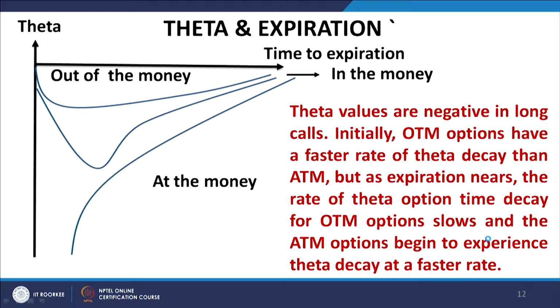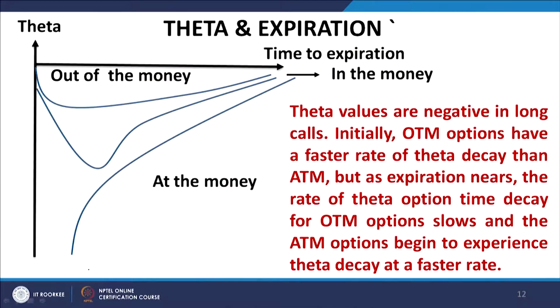Now, theta and expiration, again it is very much similar to the behavior of gamma. As I mentioned, at the money call options pretty close to expiration have very high positive gammas. Similarly, in the case of thetas, long call option positions that have a very close expiration have very high negative theta, as you can see in this diagram.